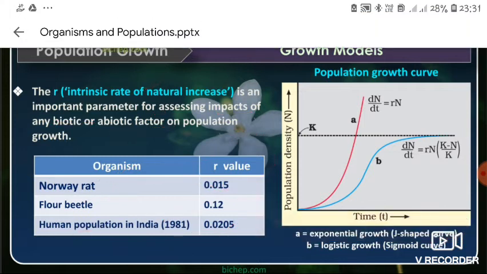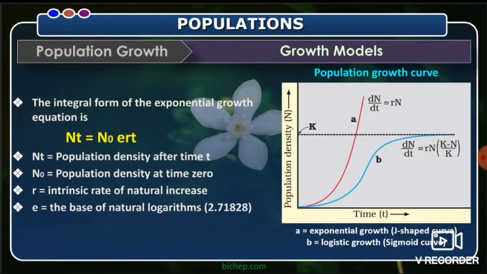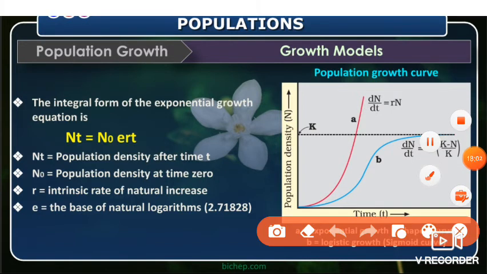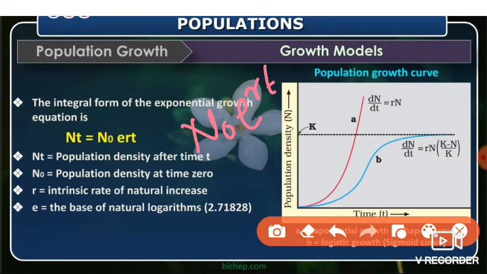Next, the integral form of exponential growth equation. Here we write the integral form of the exponential growth equation: Nt equals N naught into e raised to rt. It is e raised to rt.